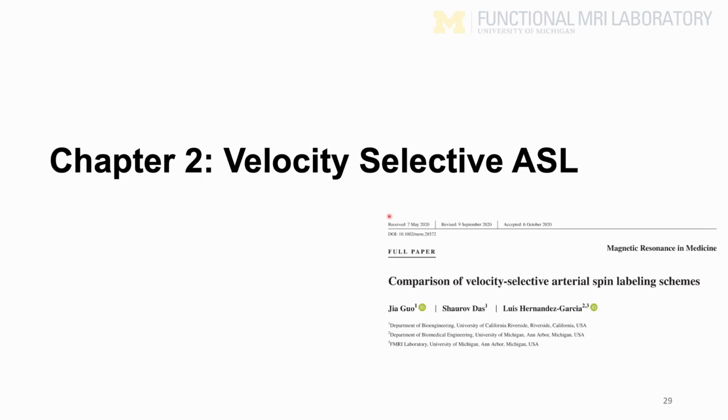So this is where velocity selective ASL comes in. At least this chapter is going to be about how to do velocity selective ASL, how to choose a good velocity selective ASL pulse, and then I'll move on to bringing this into the MRF framework. Okay, so in a collaboration with Jia Guo in Riverside, we tried to answer this question.